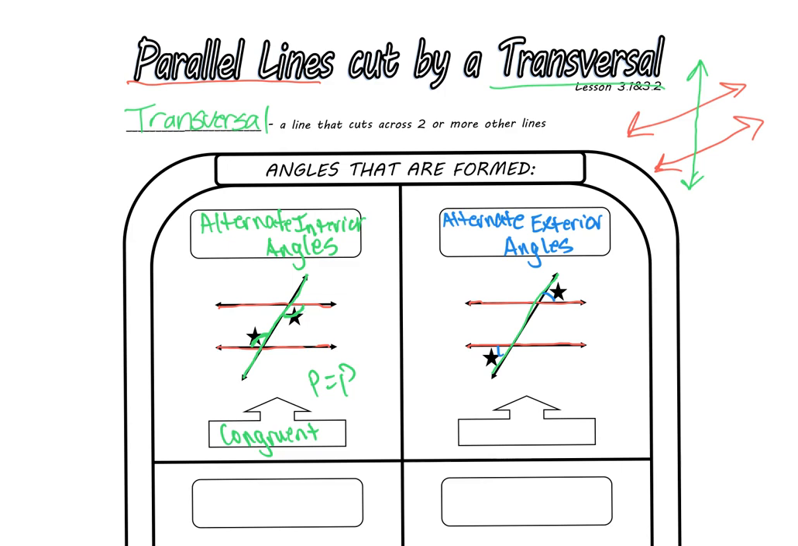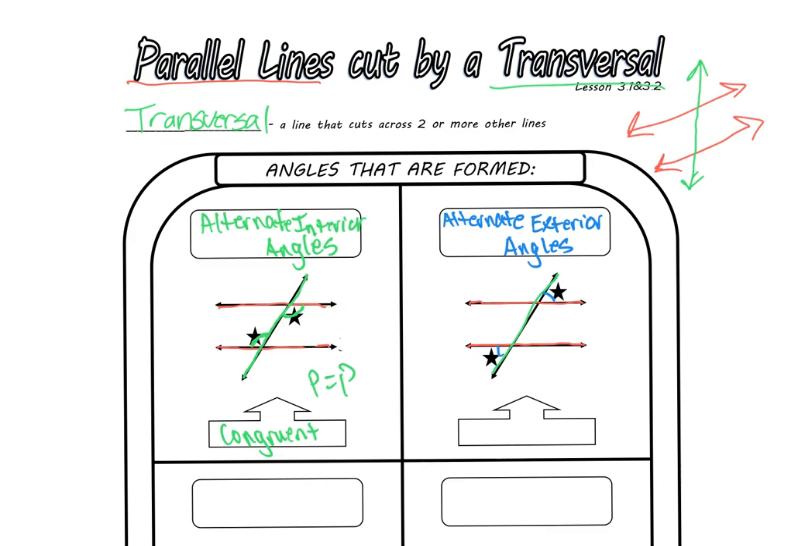And the interior comes from the fact that the two angles we're referring to here are inside. Here's parallel line 1, here's parallel line 2. The angles we're talking about are inside those two lines, right? It's the inside of those two parallel lines. Okay, so that's where we get interior.